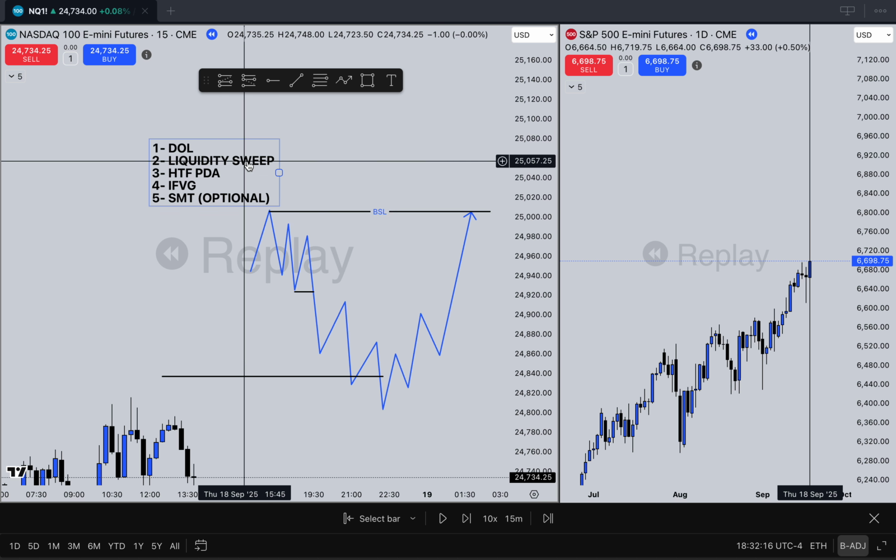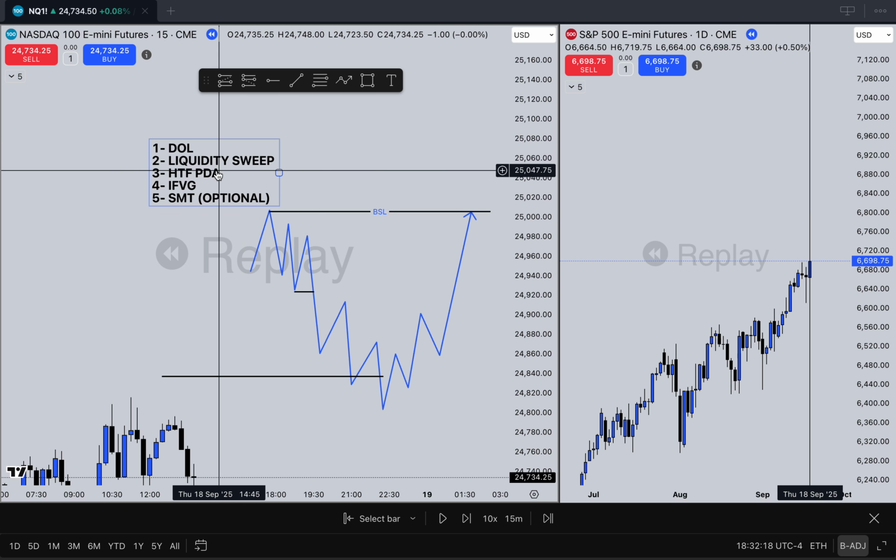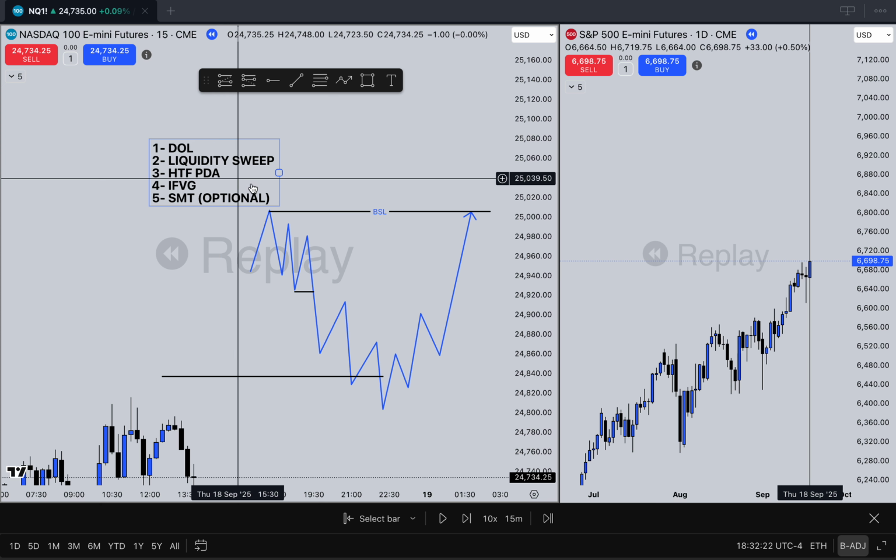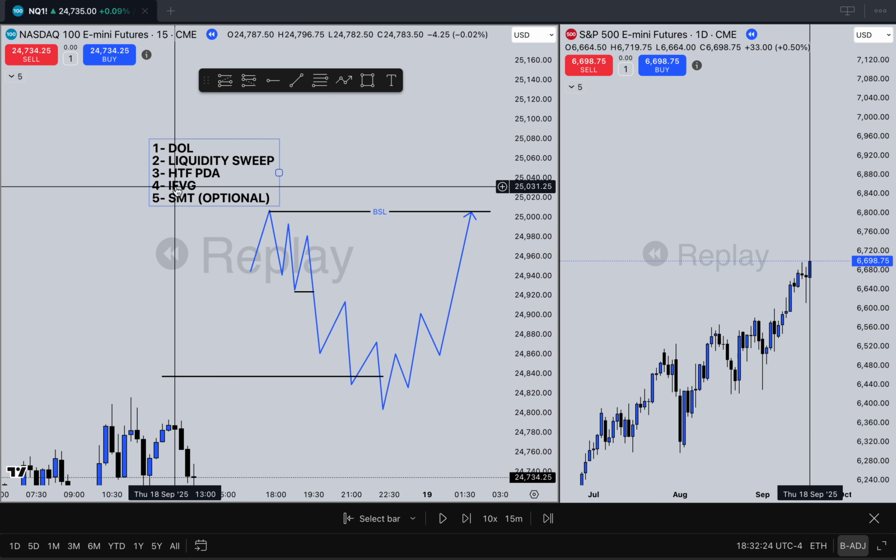And then the confirmation out of the liquidity sweep and the higher time frame PD array, to confirm that we are done manipulating and ready to project toward the draw on liquidity, is just going to be in the form of an inversion fair value gap. That part's pretty simple. I'll show it in the example.